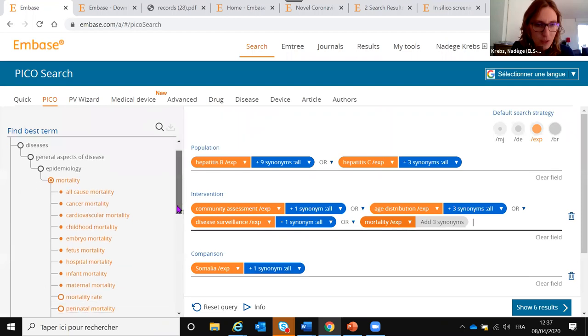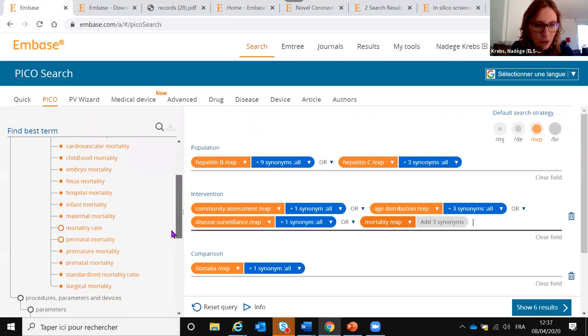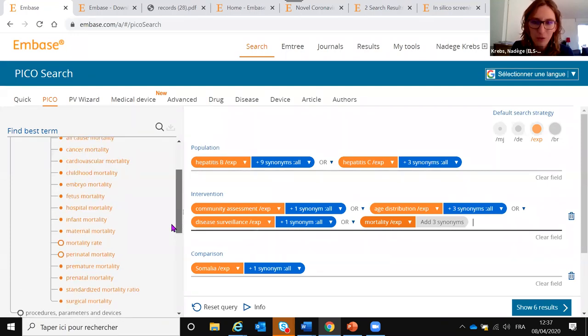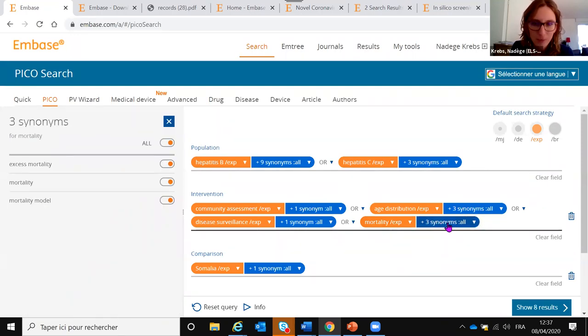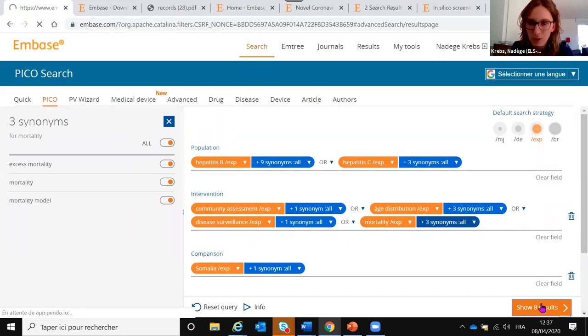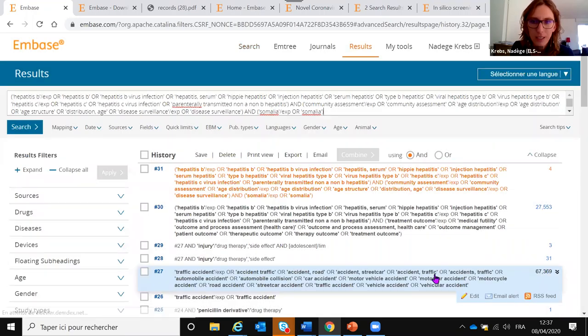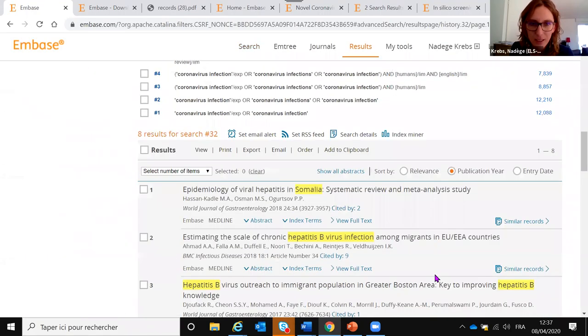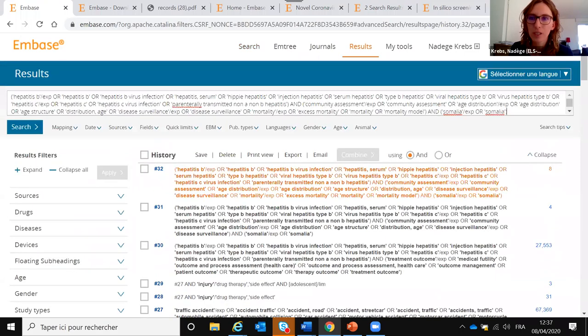So here it will take a lot of mortality. I think it will add a lot of noise, but let's check. Oh, no, not that much actually. If we look at eight results. So now in these eight, actually I'm going to show you something. When you add a term, it brings eight while before it brought four.